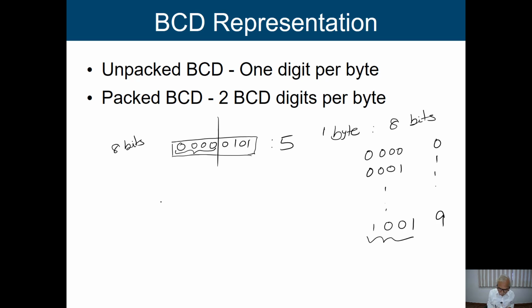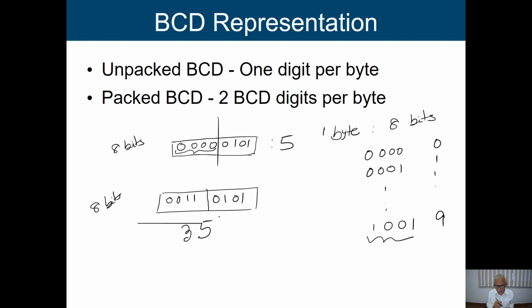But in case of packed, what will happen? Now we are going to represent 2 digits in 1 byte. So this is your 1 byte or 8 bits. So we are going to use 2 digits. So in this particular case, if I am going to have this, then this basically means 35. Okay. So this is the way I can always think. So one is your unpacked and second one is packed. In case of packed, now we can put more information because we can put 2 digits in 1 byte.